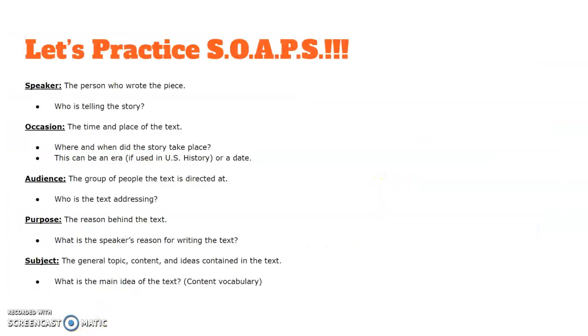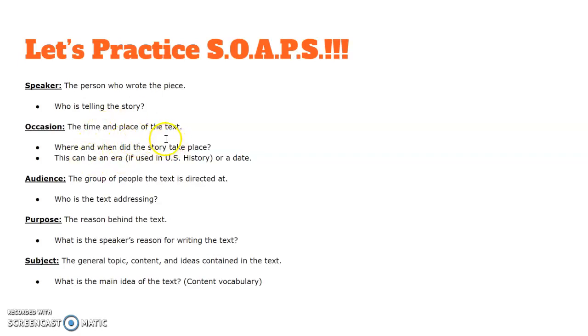Okay. Now, with SOAPS, when it comes to the speaker, it's very straightforward. Who's telling the story? Okay. It could be a narrator. Okay. You may not know who it is, so it would just be a narrator. It may explicitly say who wrote the story. Okay. Make sure that you do your best to figure out who is writing the story. If it's not explicitly stated, tell me a little bit more about that. Whose side might they be on, or, maybe they're writing a newspaper story, things like that.